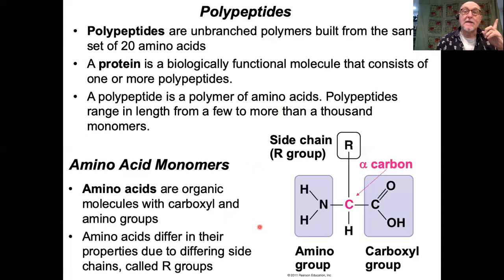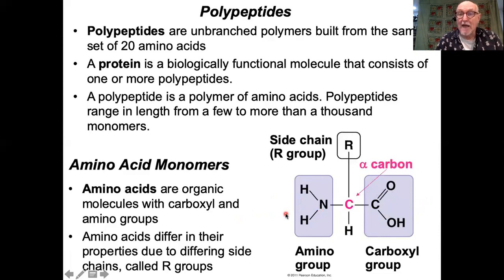So here, you must remember this structure. This is the basic structure of the amino acid. All amino acids have the same basic structure, and that is why we can join any amino acid to any other amino acid. We can make any order necessary to construct the protein because they all share this. That's a classic rule of polymer formation.